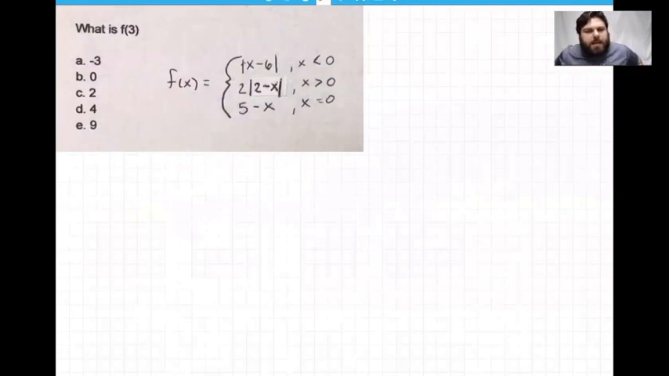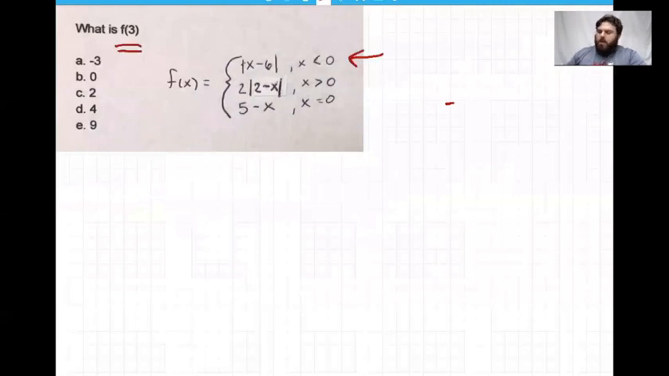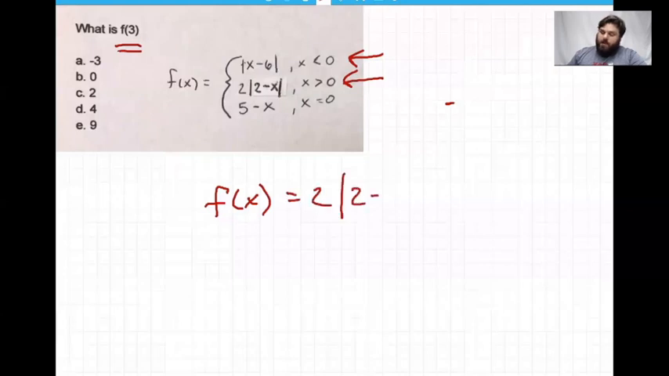All right, so this is a piecewise function. We just have to know which of these three things to plug into. Is x less than 0? No, we're talking about x is equal to 3. Is x greater than 0? Yes, we're wanting to plug it in there. So we only use the part that we need, 2 absolute value of 2 minus x. We're going to use this little piece here.